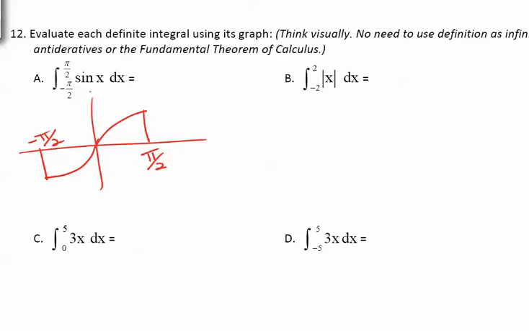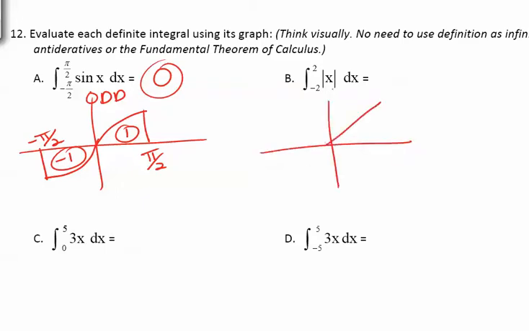So remember that sine is an odd function. In fact, we actually know that this area is 1 and we know this area is -1. But all we have to know is that it's an odd function, so we're going to come up with an answer of 0. The absolute value function, use triangles.